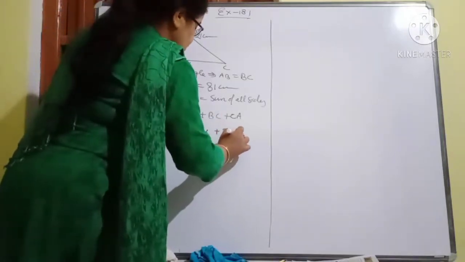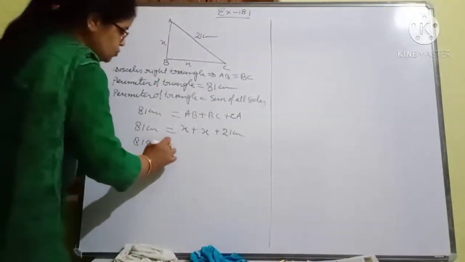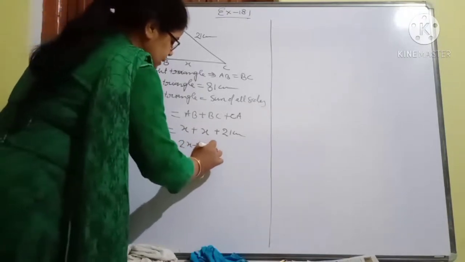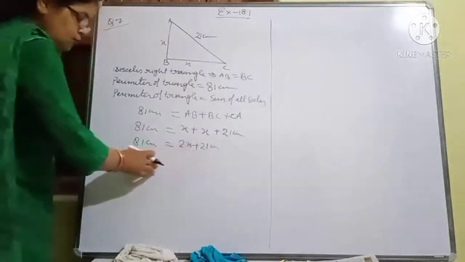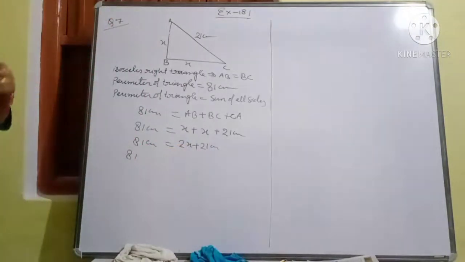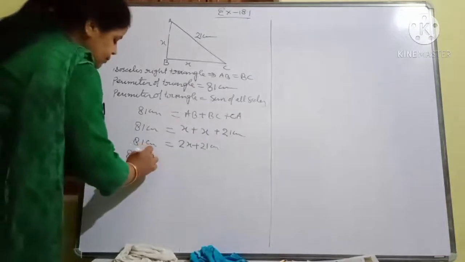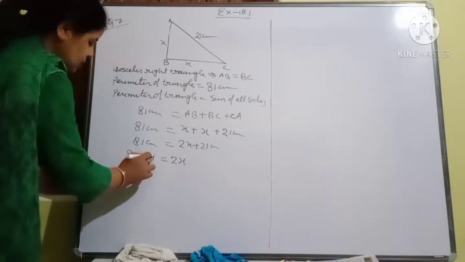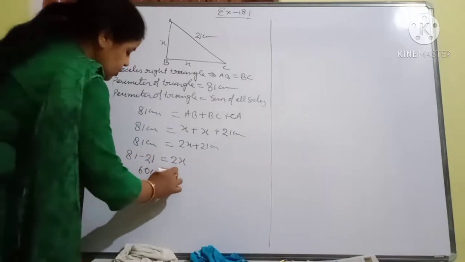21 centimeter. So if 81 centimeter is equal to X plus X, 2X, plus 21 centimeter. Now shift 81. This is a positive value. If you transpose it, shifted to the other side, you have learned this part in your algebra. 81 minus 21 is equal to how much? 2X. So 81 minus 21 will be 60 centimeter is equal to 2X.